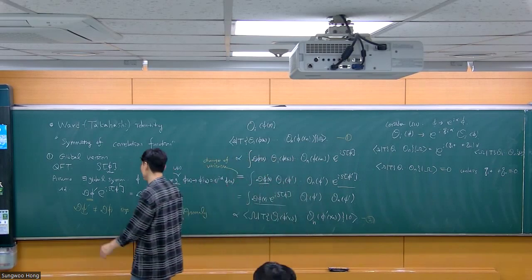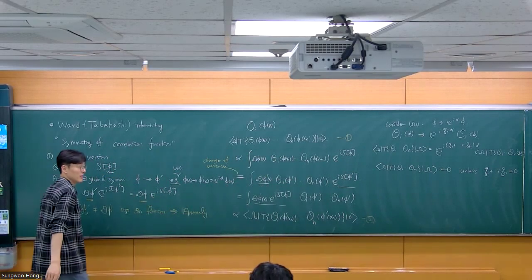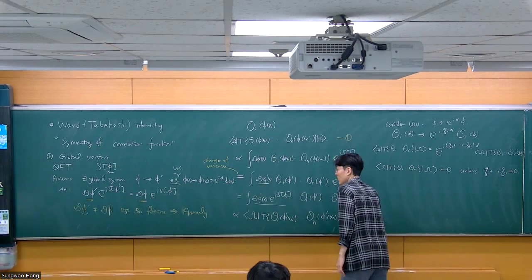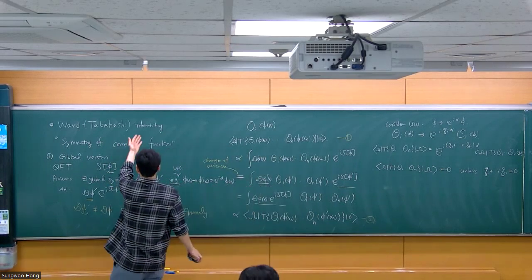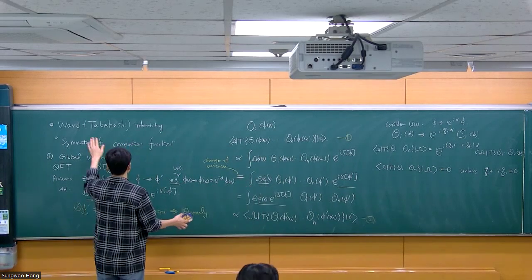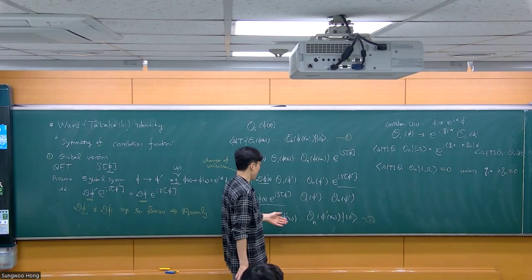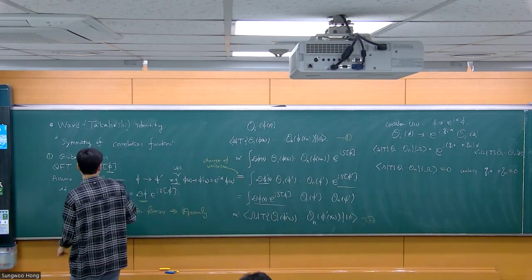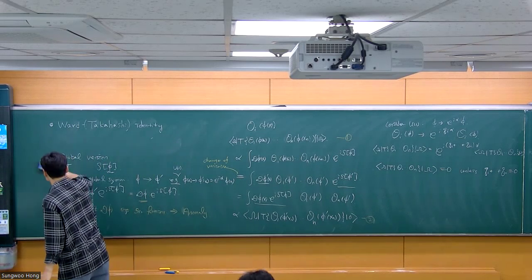Mindful of this condition that I stated, I'm assuming non-anomalous symmetry. So that's the global version of the Ward identity. And if you have a look at this, you might say that it doesn't look at all like the Ward identity you have seen. So let's actually go there. Let's talk about the second version.